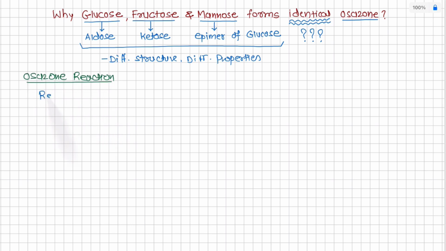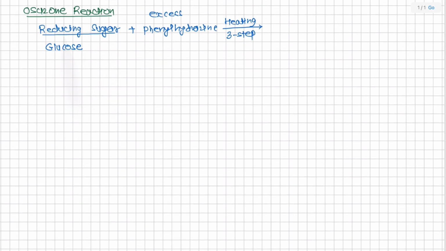When a reducing sugar reacts with excess phenylhydrazine under heating conditions, something specific happens at the first two carbons of the sugar. This reaction is a three-step process, but we will not go into the details of each step. Rather, we will focus on the overall reaction. Let's take glucose as our example of a reducing sugar to see what happens in this reaction.